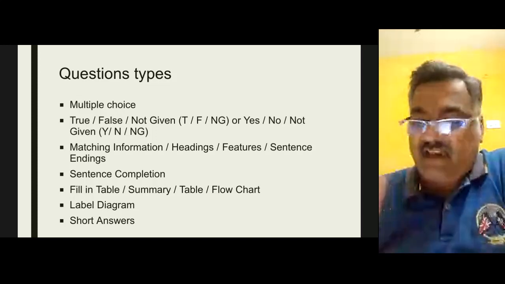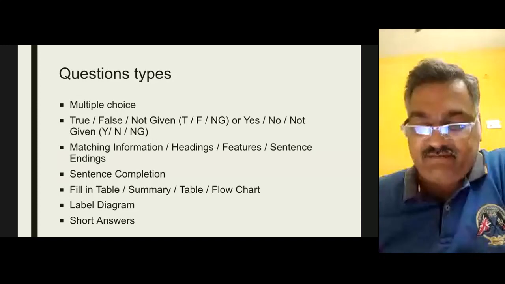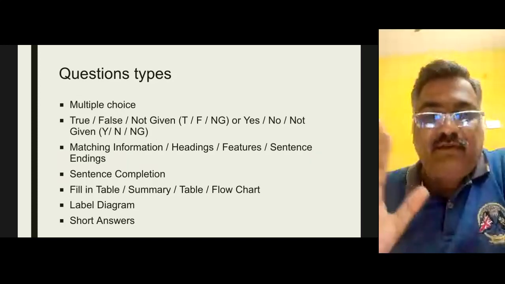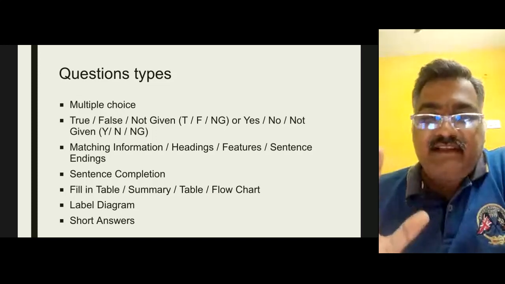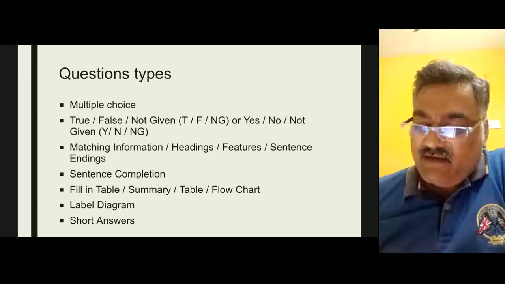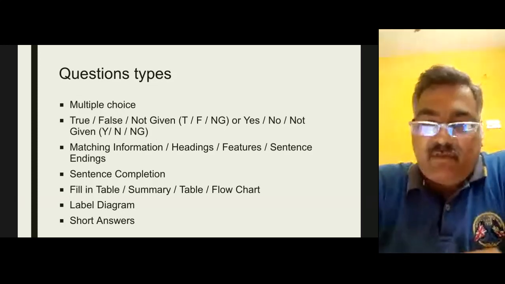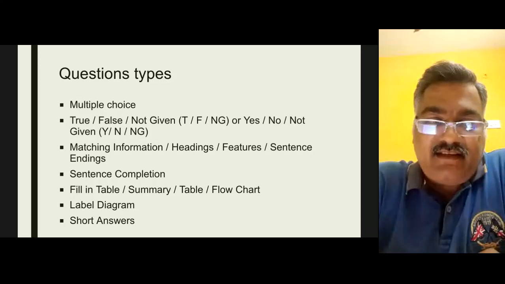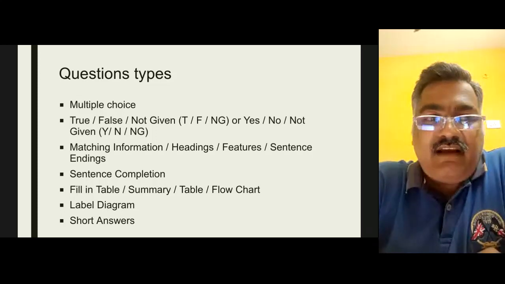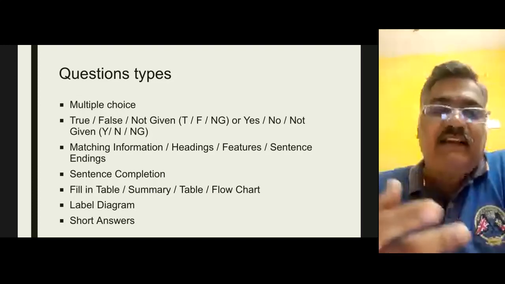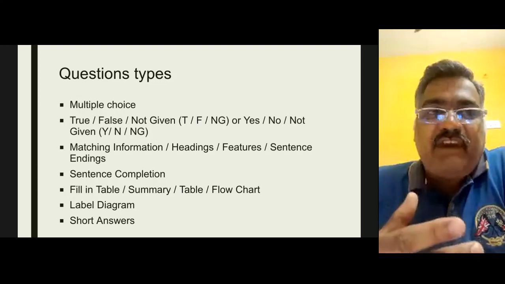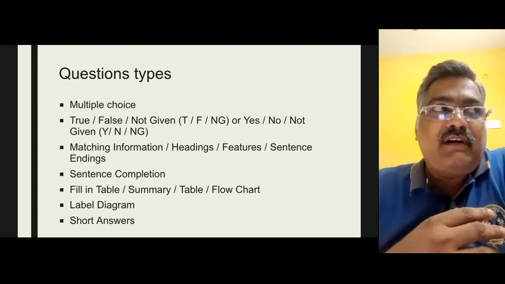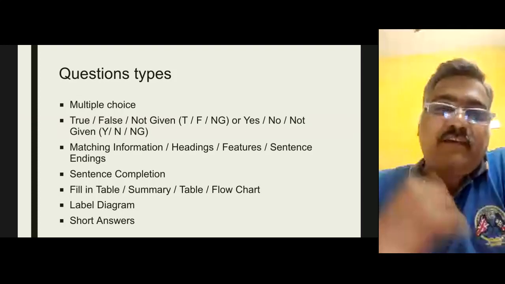Then we have true, false, not given, and yes, no, not given. I'll tell you how to work on these questions in the next part of the program. Then we have matching information, matching headings, matching features, and sentence endings. These are a little complicated, but it's easy to answer once you understand what they are asking. You should also be aware that you need to know the synonyms and the antonyms of that particular word.